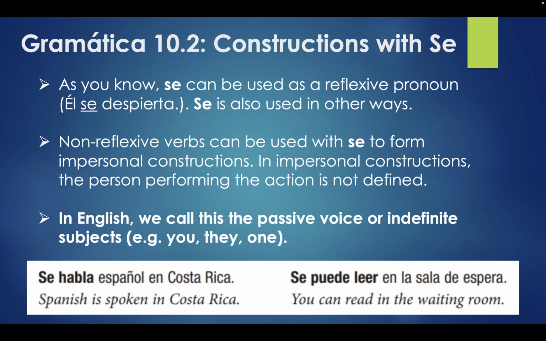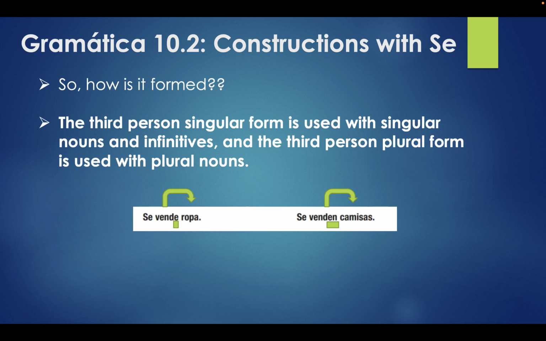Well, it's just very unspecific. It didn't say puedes leer, you can read. It just said one may read, se puede leer. So we refer to this as passive voice in English because it's very impersonal. That's why we call them impersonal constructions, impersonal se, because we don't really know who the person performing the action is. It's not always specified.